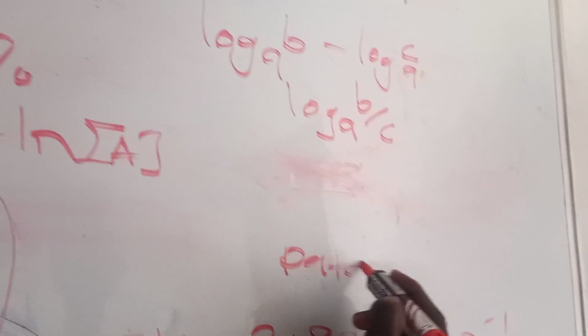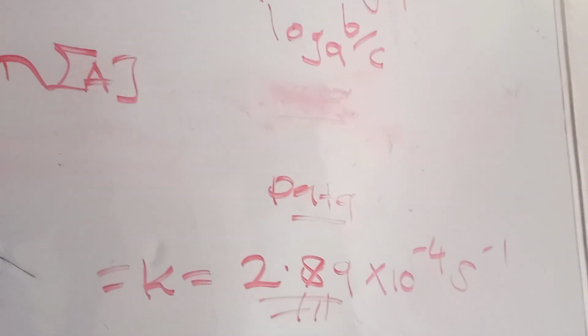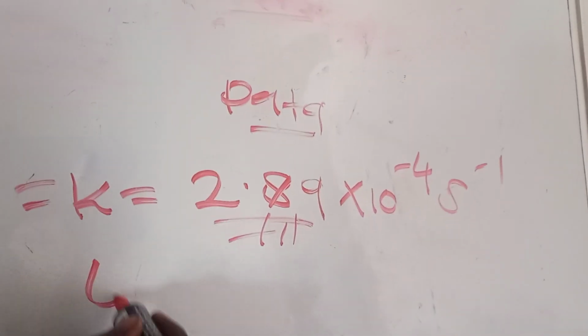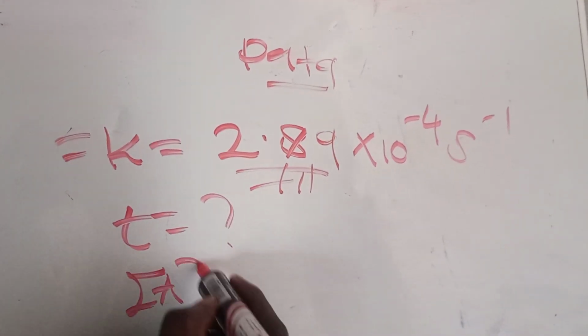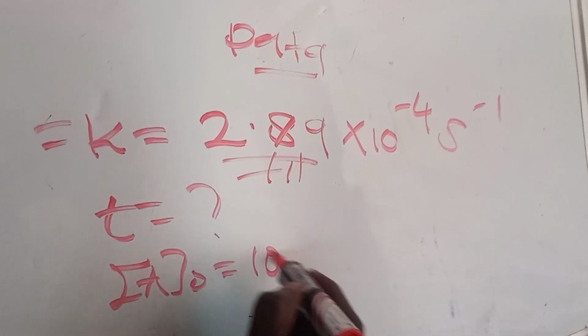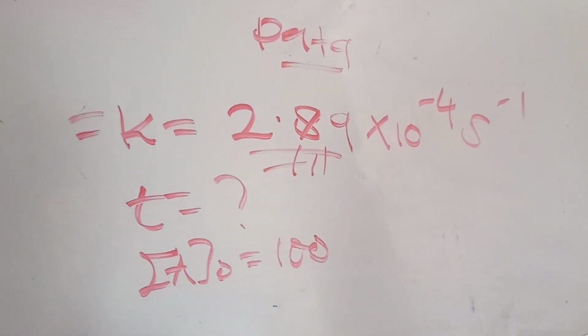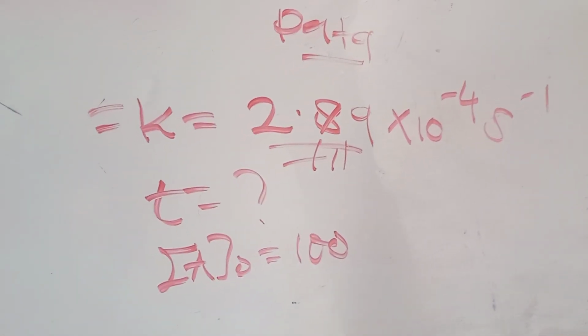What's your K? My K is this. Then what next? Do you have time? Possibly you don't have time. What's your initial concentration? Your initial concentration is 100. Right? Now you should be asking yourself why the initial concentration is 100.